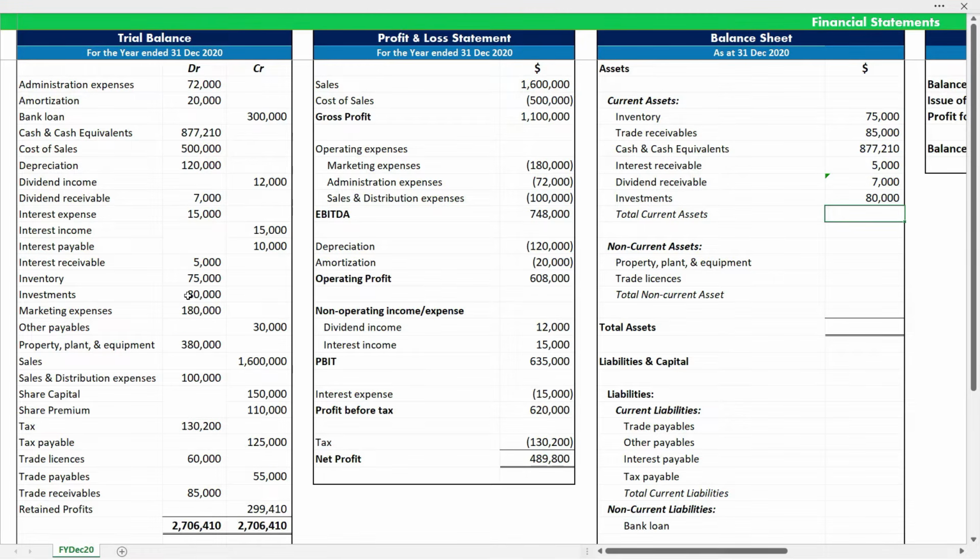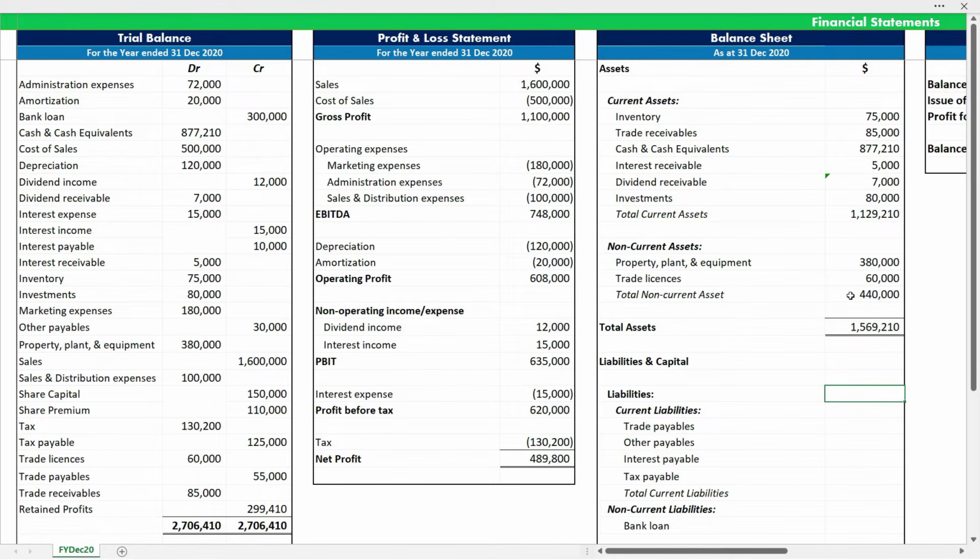And now we can sum up all of these for total current assets. Now let us talk about non-current assets, and let us begin with property, plant, equipment. We have this value straightforward, and then we have trade licenses, and if we can find that, here we go. And now let us sum these two to calculate our total of non-current assets as well. And finally, let us add together the current and non-current totals to reach the total assets.